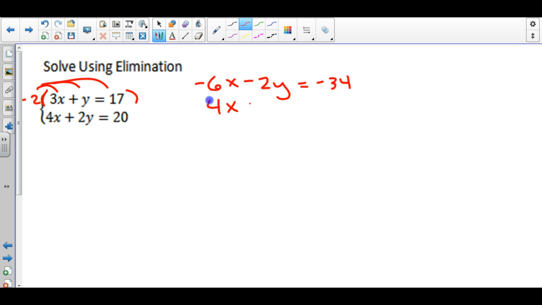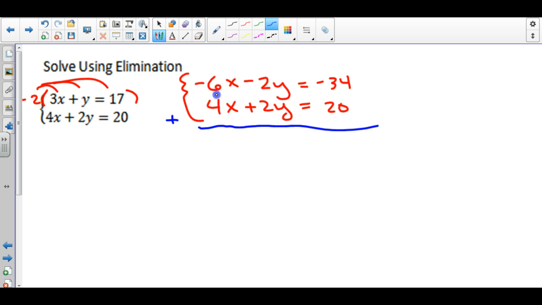I'm going to just basically bring down the bottom equation. And again, the goal of doing this is that we are going to be able to add our equations together going straight down, and our y's are going to eliminate. So I have negative 6x plus 4x, that's negative 2x. The negative 2y and the positive 2y are going to cancel each other out, or eliminate. And then negative 34 plus 20 is negative 14. So at the very end, I'm going to divide both sides by negative 2 and end up with x equals negative 14 divided by negative 2, which is positive 7.